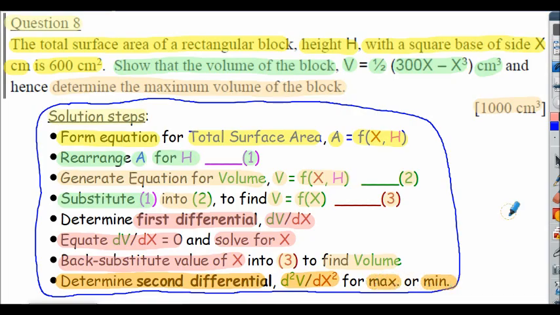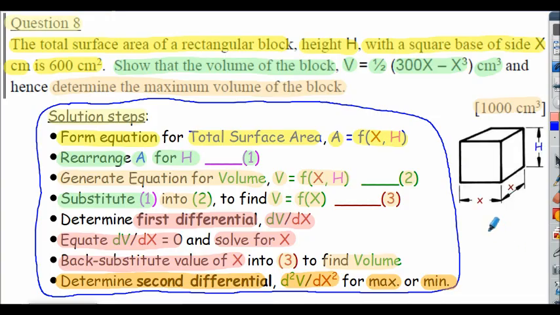So again, if you think you can solve question 8 on your own, I would encourage you to stop the presentation and attempt the solution, but the full detailed solution is shown on the following slides. And I also suggest you always draw sketches of the problem where possible. So here's a diagram of the rectangular block having the square base x by x and height h.